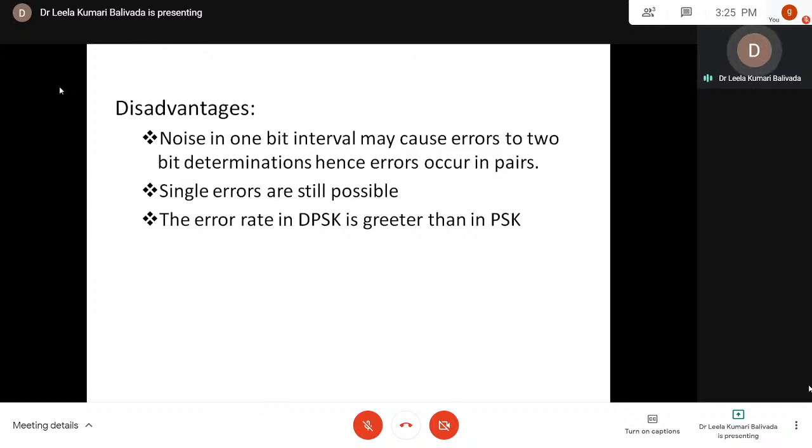Because here we do not make a hard decision in each bit interval about the phase of the received signal. Hence, single errors can also occur. Okay, so these are the disadvantages with the DPSK system.